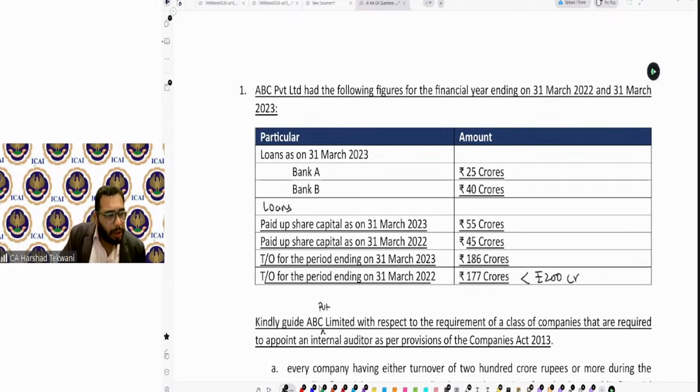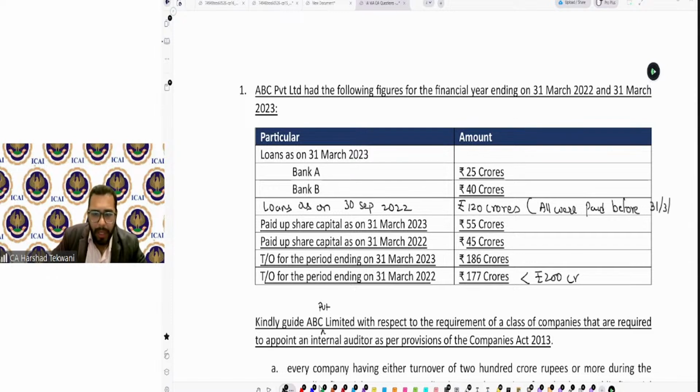I'll say loans as on 30 September 2022, rupees 120 crores. And by the time it reached 31st March 23, all were paid before 31/3/22. No, just a minute, this is not 22, this is 21. So loans as on 30 September 2021 were 120 CRs. All were paid before 31st March 22. That's why you have a zero balance as on 31st March 22.